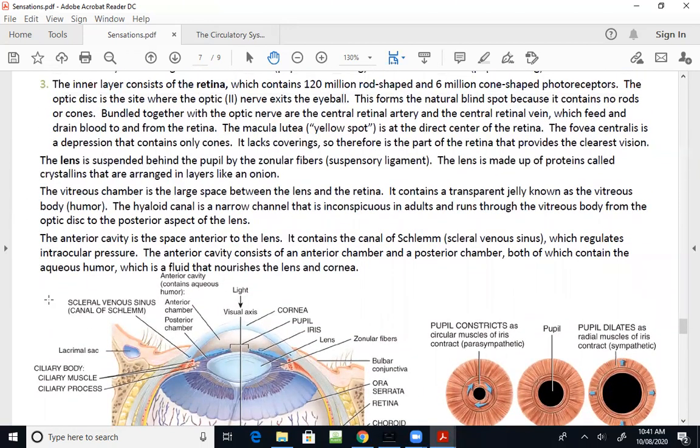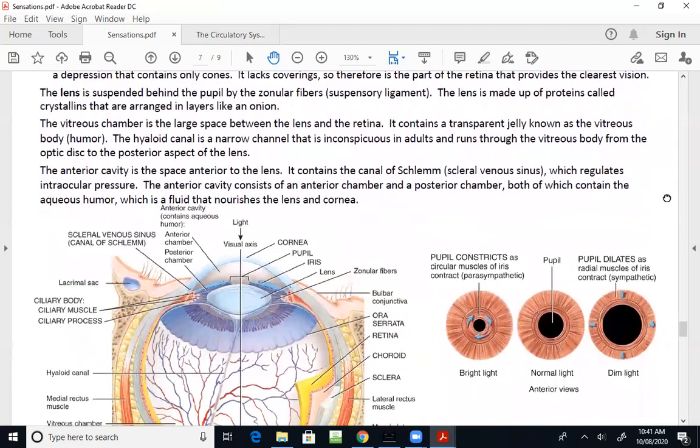All right, the lens is not a structure that's part of the layers of the eye, but it's suspended from that ciliary body, as we talked about. And behind our pupil, by those zonular fibers, are suspensory ligaments. It is made up of proteins called crystallins, arranged in layers like an onion. I wish we were all in the same place because we could then dissect an eyeball like I do on main campus. I dissect cow eyes, and it's really cool to see the lens when you pop it out. It's kind of like an oblong marble that you can actually cut into and peel off those layers of proteins. Students really get a kick out of that.